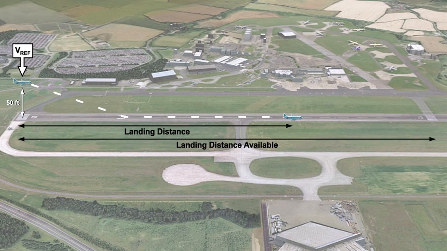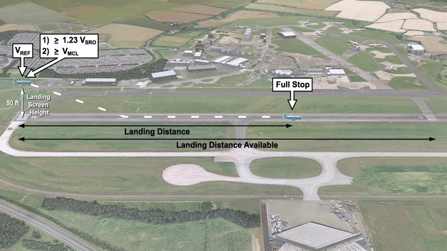The first requirement is that the landing distance must not exceed the landing distance available. In other words, the aeroplane must be able to land within the length of the runway. This requirement can be called the landing distance requirement. Remember that the landing starts at the 50-foot landing screen and ends once the aeroplane has reached a full stop. Don't forget that the target speed to be attained at the screen height is called VREF, which you may recall for a Class A aeroplane must be no less than 1.23 VSRO and no less than VMCL.